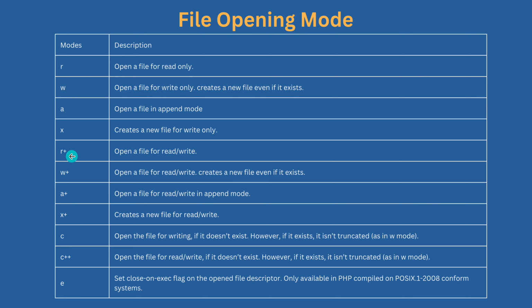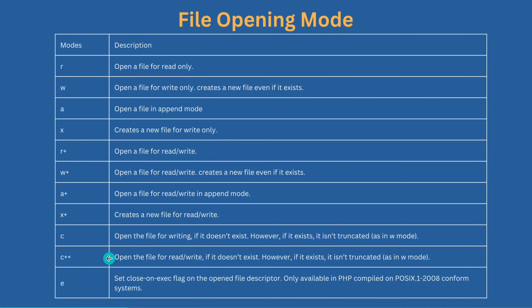So here is R and here is R plus. You see? W plus means open a file for both read and write. Create a file for read and write; previously it was write only. Here, A plus opens a file for read and write in append mode. So here appending only, here reading also. Either you can also provide X plus, create a new file for read and write. These three you can omit for right now.